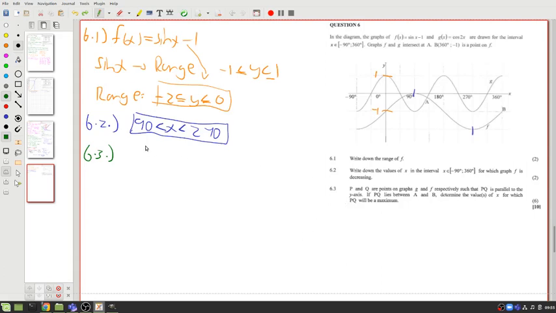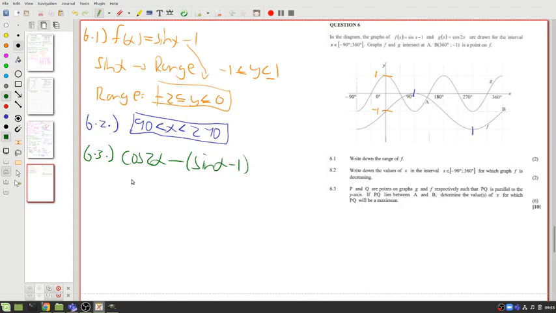So let's do the algebra. Alright, so we want to see the difference between the two graphs, the vertical distance. So between here and here, between A and B, we know that cos 2x is above. So we're going to say cos 2x minus sin x minus 1. So that's the vertical distance between the two.